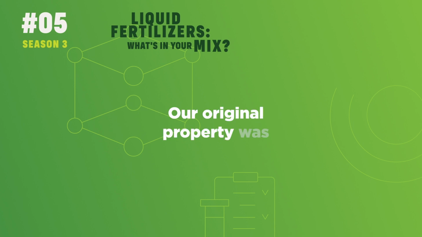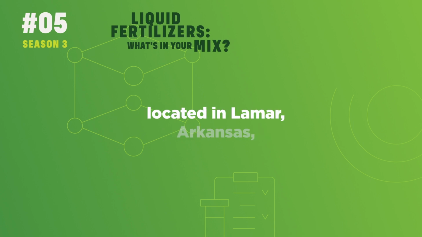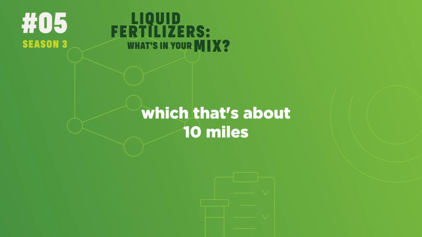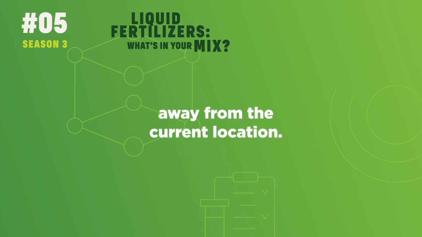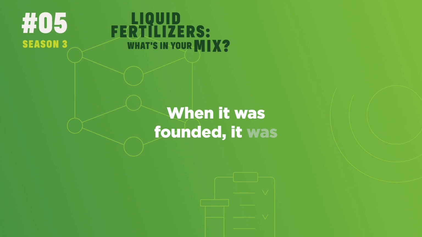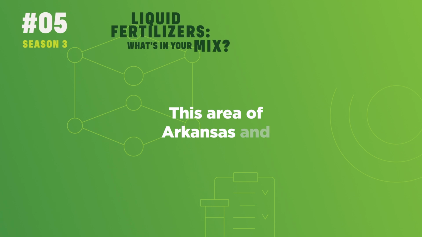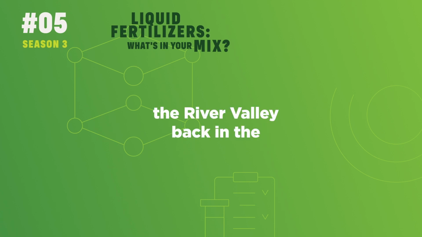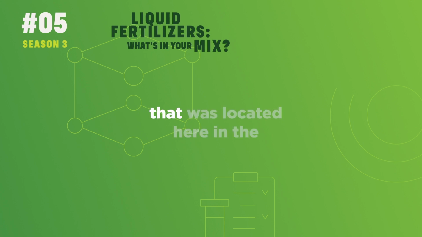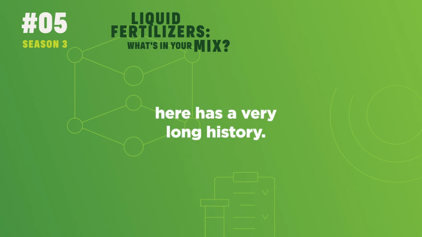Our original property was located in Lamar, Arkansas, which is about 10 miles away from the current location. It was founded for peach research. This area of Arkansas in the River Valley, back in the late 1800s, early 1900s, had a very vibrant peach crop. There was a Gerber facility that was located here in the 70s. So the peach industry here has a very long history.